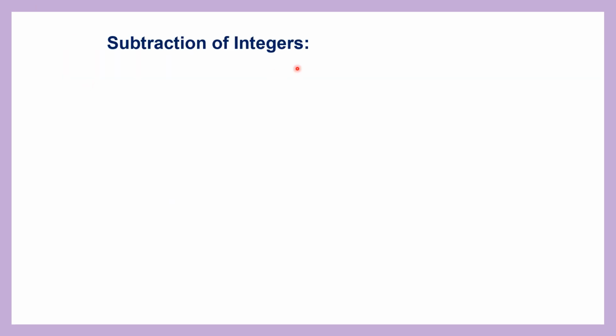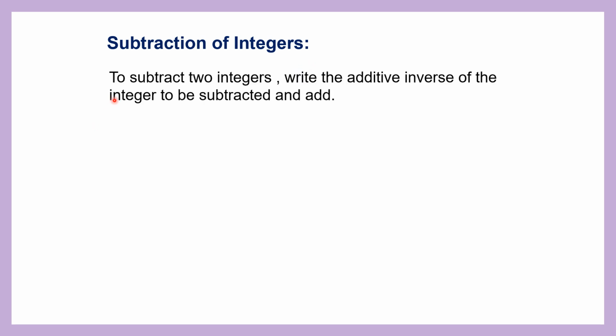Next we move on to subtraction of integers. Now how do we do subtraction of integers? To subtract two integers, we first have to write the additive inverse of the integer to be subtracted, that is the second integer, and add and follow all the rules of addition.